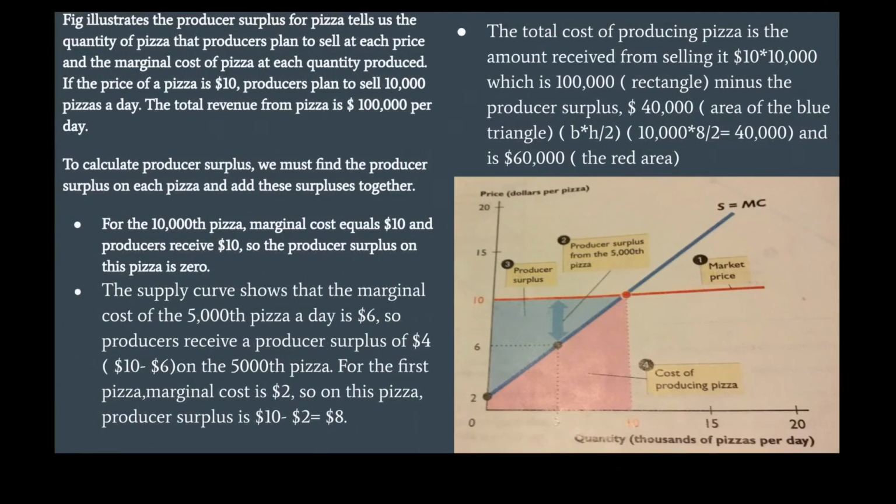The cost of producing pizza is the amount received from selling it, that is $10 times 10,000, which is $100,000, the rectangle area in the figure, minus the producer surplus, which is $40,000. This is calculated by the area of the blue triangle, that is base times height divided by 2. The base is 10,000. Height is 8, over 2, which is 40,000. So $60,000 is the total cost, that is the red area.